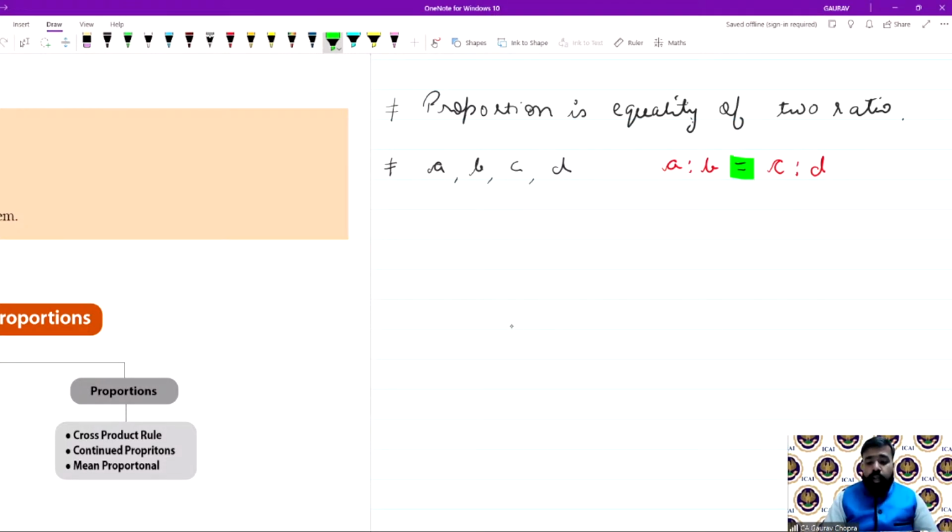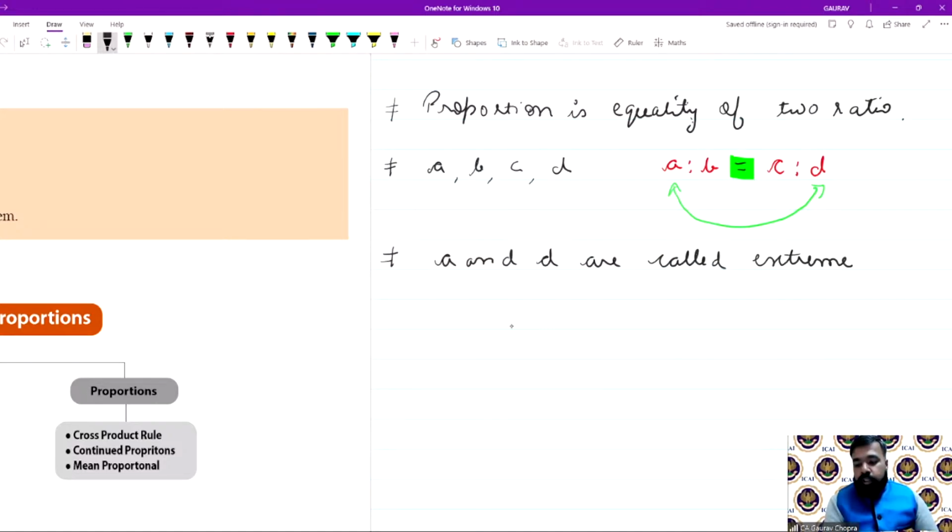Out of these four terms, A and D are sitting on corner positions, so they are known as extreme values or extreme terms. A and D are called extreme terms because they are lying on extreme points, whereas B and C are lying in the middle. So B and C are called middle terms.